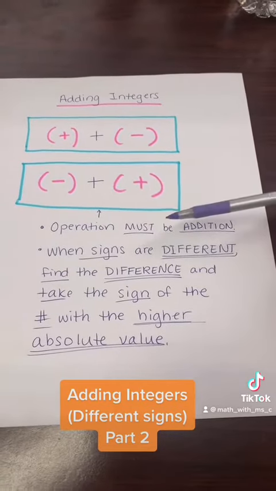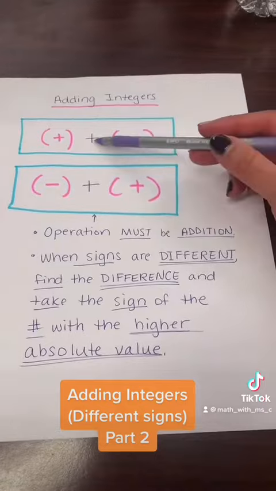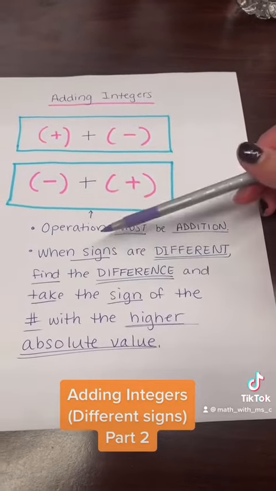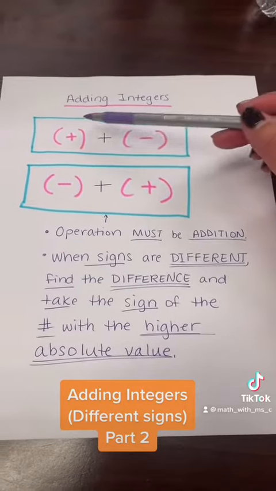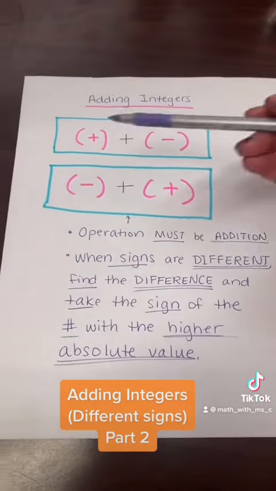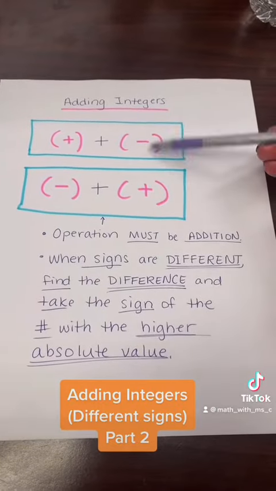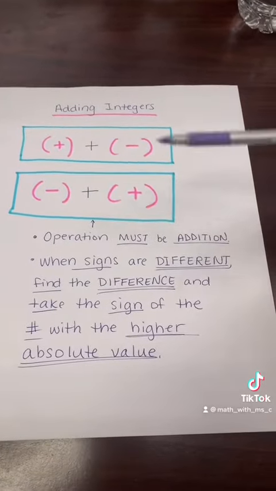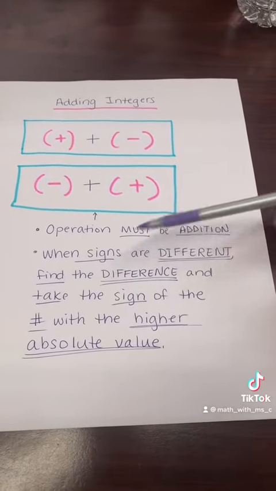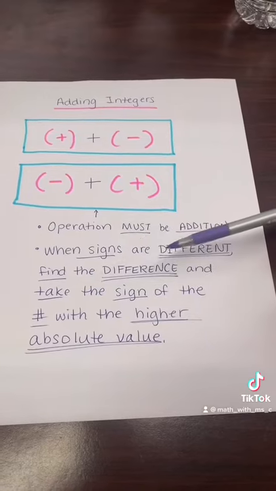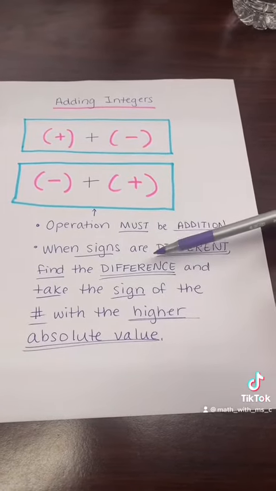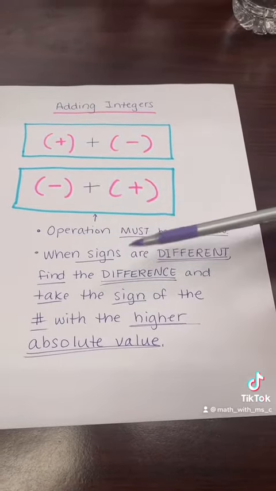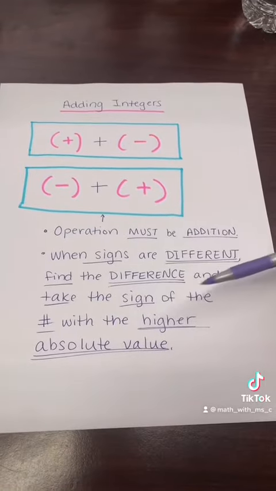So step number 1, operation must be addition. When signs are different, so in this first example, the first number is positive and the second number is negative, or the first number is negative and the second number is positive. When signs are different, find the difference. Difference is an answer to a subtraction problem. And then take the sign of the number with the higher absolute value.